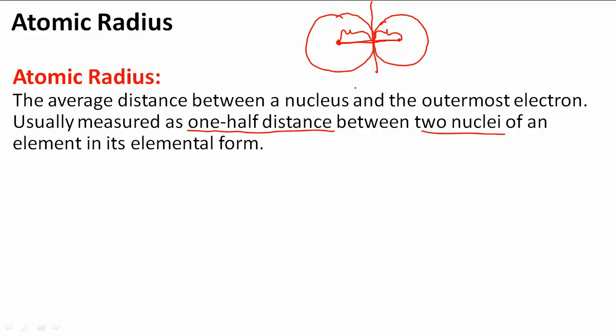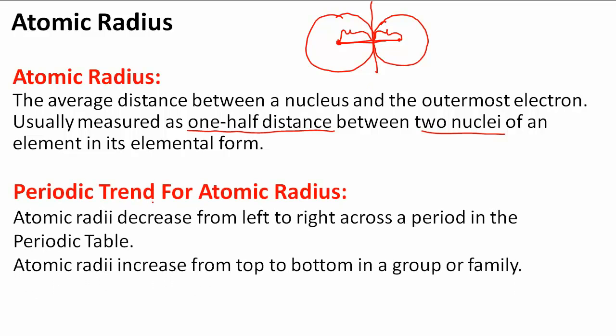We can use the periodic table to notice trends that happen to different elements and their atomic radii. So, the periodic trend for atomic radius is atomic radii decrease from left to right across a period in the periodic table. So as I go from left to right in this direction, I decrease my atomic radius.